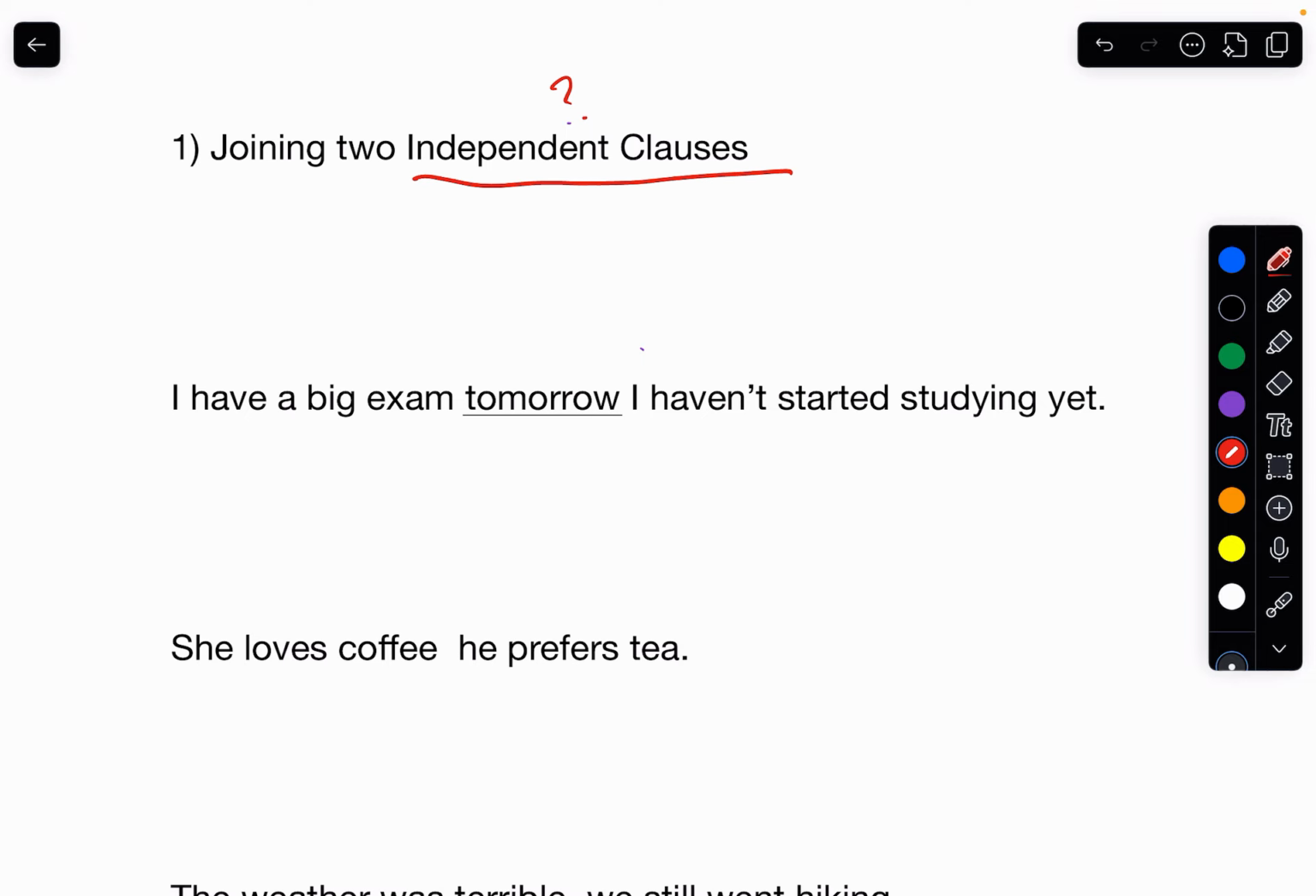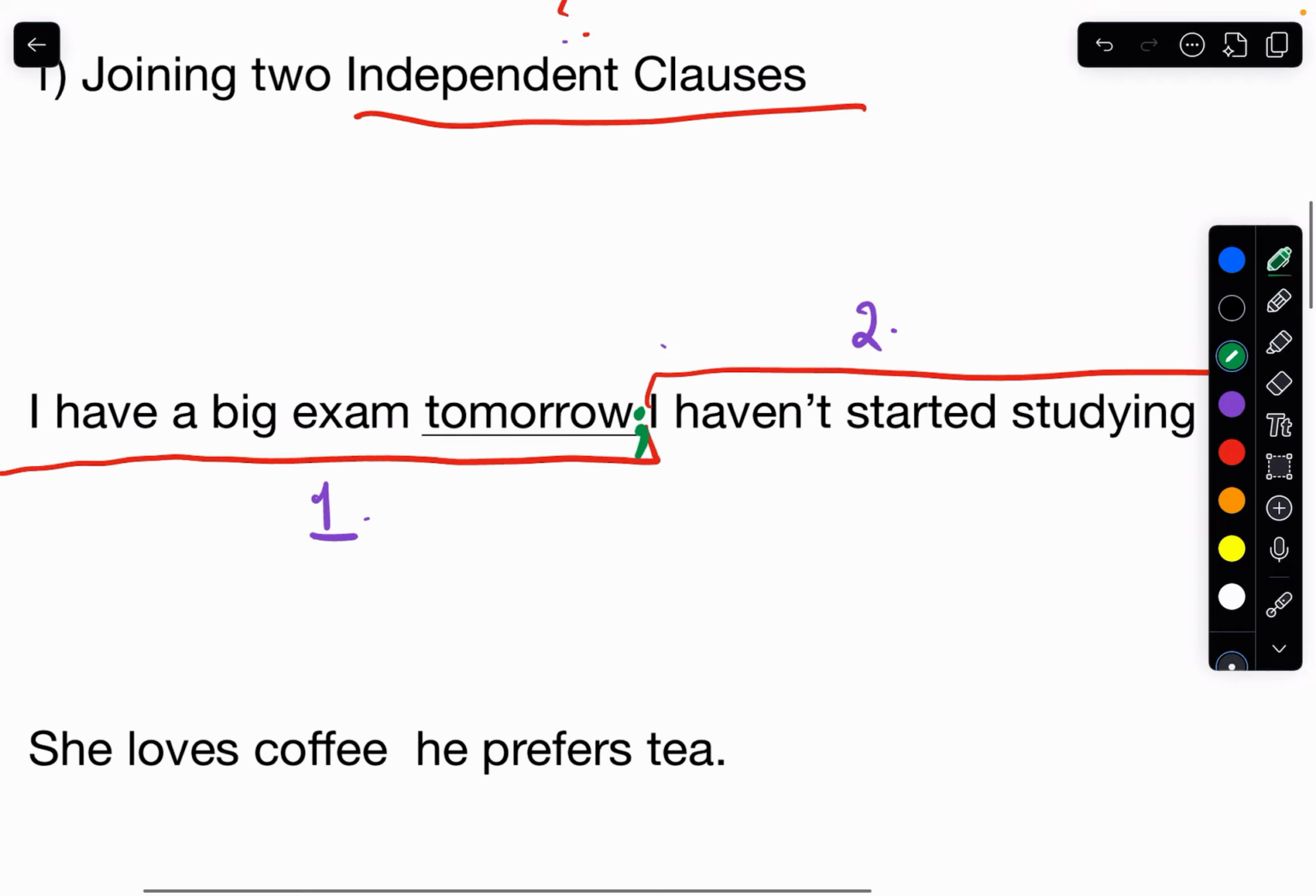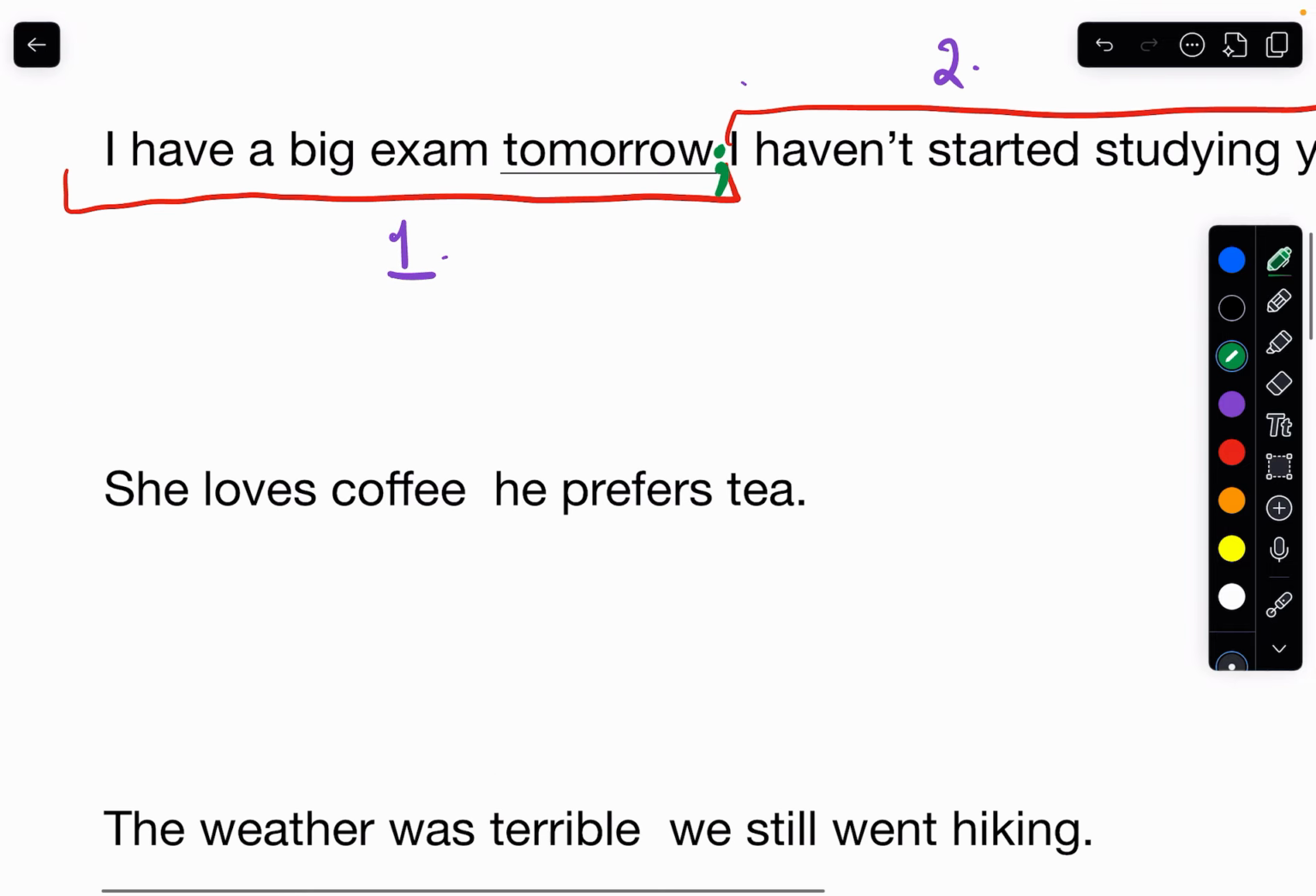So this example says, I have a big exam tomorrow; I haven't started studying yet. This is independent clause 1 and this is independent clause 2, as they make sense on their own. So to join them together, we will put a semicolon in the middle here. Okay, let's have a look at another example.